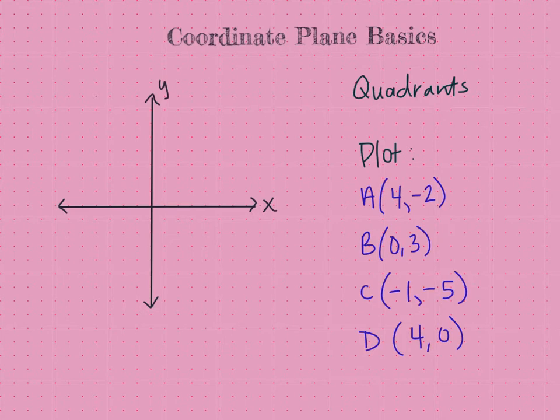All right, let's graph a couple points. Let's graph point A. A is at (4, -2), so we're going to go to the right 4 and down 2.